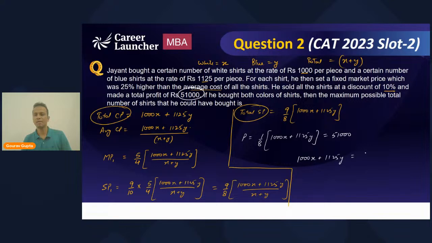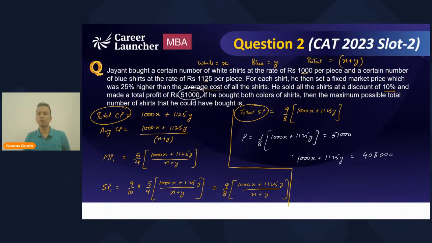Now 51 multiplied by 8 is 408, then triple zero. So now this is the equation that I have. Are you all clear with this equation? Yes or no? Come on, tell me. Are you all clear with this equation? Yes or no? All right. Equation is clear.